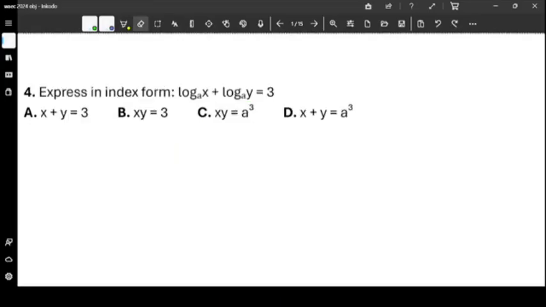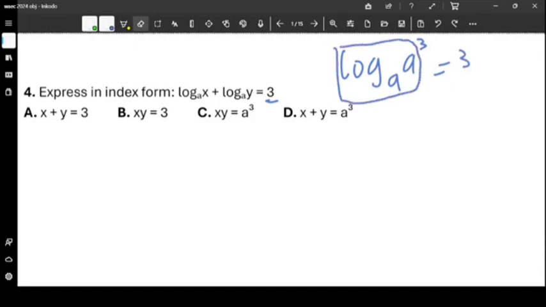Question number 4 says, express this in index form: log to the base a of x plus log to the base a of y is equals to 3. Now, the first thing I want to do is try and represent this 3 in log to the base a. We know that log to the base a of a raised to the power 3 is the same thing as 3. Why do I say so? Because all of this is equals to 1.